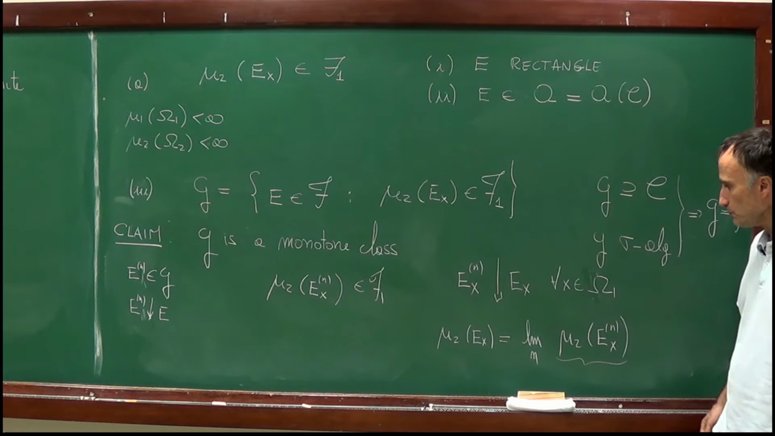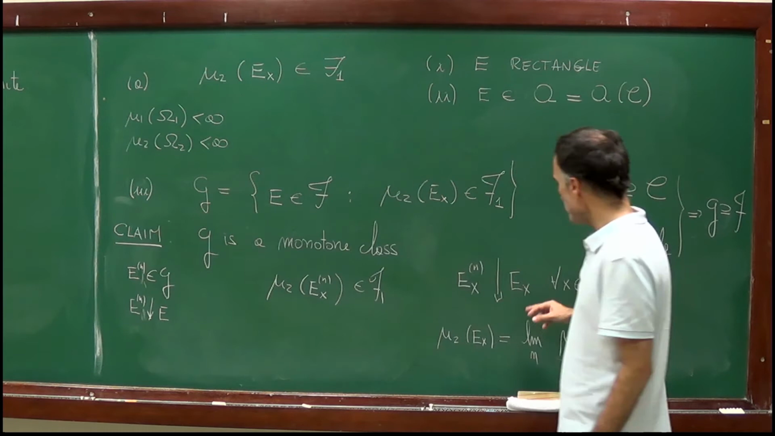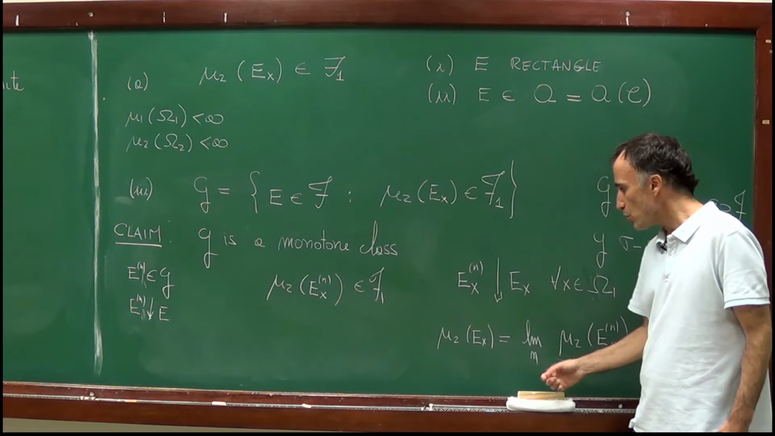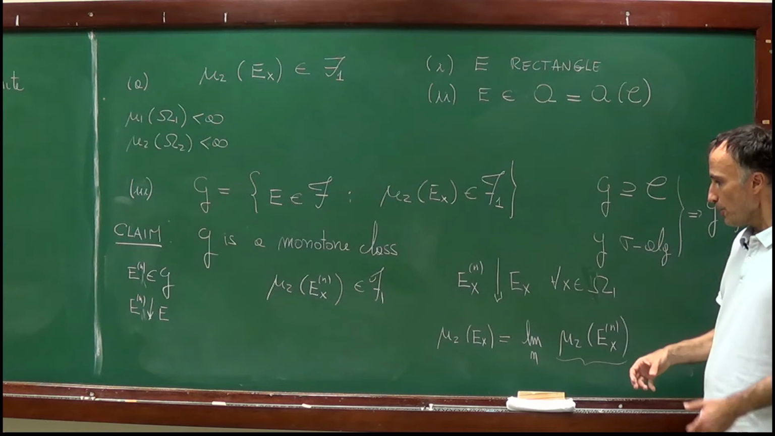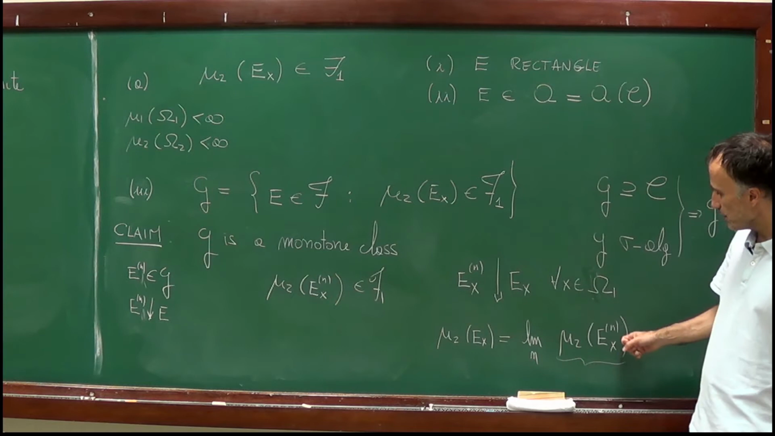So let me repeat. Maybe it wasn't that clear. I know that En decreases to E. This implies that the sections are also decreasing. And now I want to conclude that mu2 of Enx is converging to mu2 of Ex. What I know is that mu2 is sigma additive, and therefore it's continuous from above. But the continuity from above will tell me that this sequence converges to that number if this sequence is finite starting from some index n.